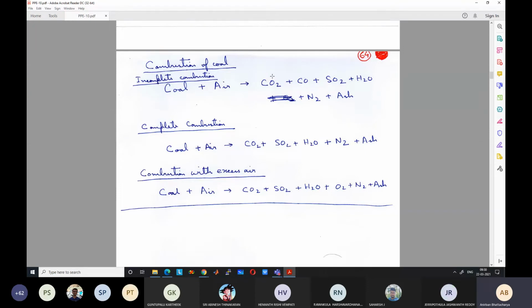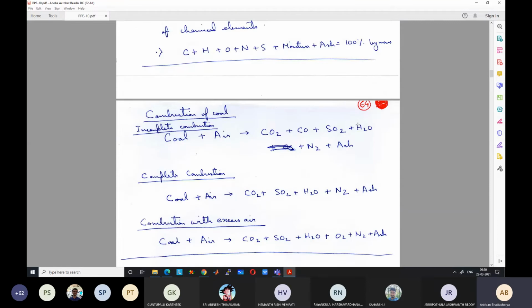carbon only. But if the air is a little less than the stoichiometric composition, then we will have formation of carbon dioxide, and some part will be carbon monoxide. Then the sulfur reacts with oxygen to form sulfur dioxide. Water vapor is already present as moisture, plus the hydrogen also reacts with oxygen to form water vapor. Nitrogen is still considered inert unless the temperature goes to a very high value, and the ash also remains as a non-combustible product.